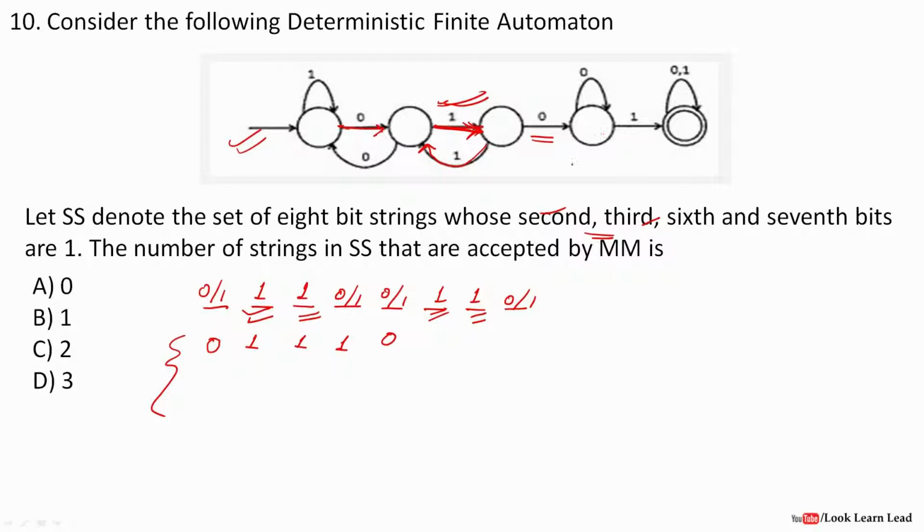And the sixth bit has to be 1 because it is a compulsion. It is given in the question. And the seventh bit also has to be 1, and the eighth bit can be either 0 or 1. So how many numbers are possible? 01110111 and 01110110. 2 numbers are possible. So answer should be 2. So this is the answer.